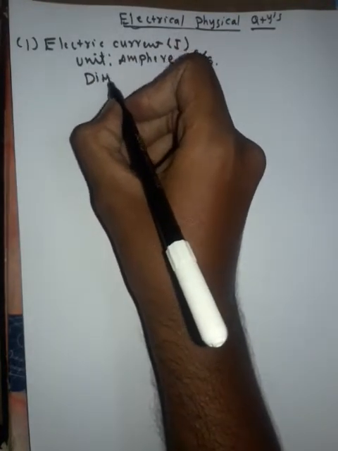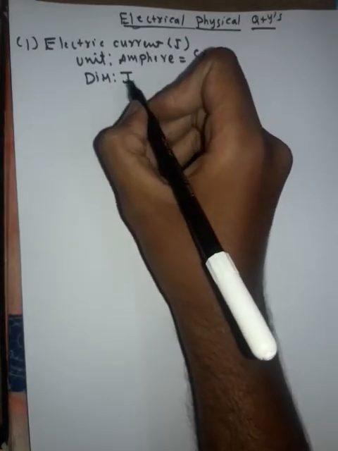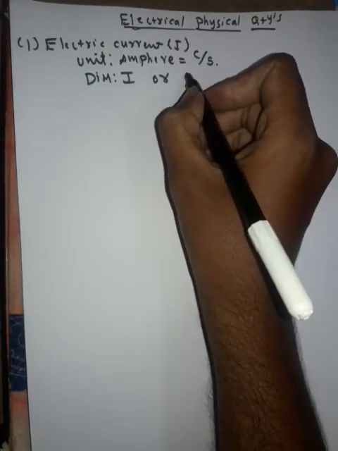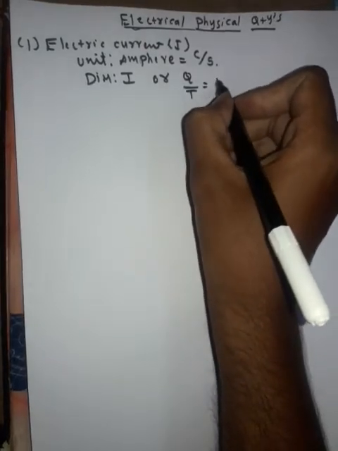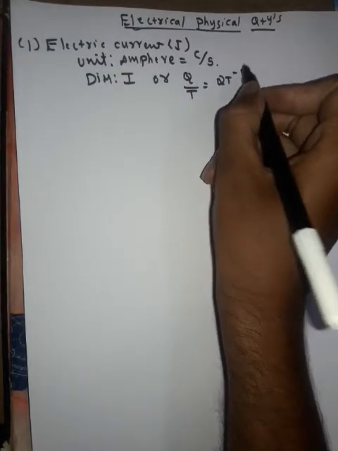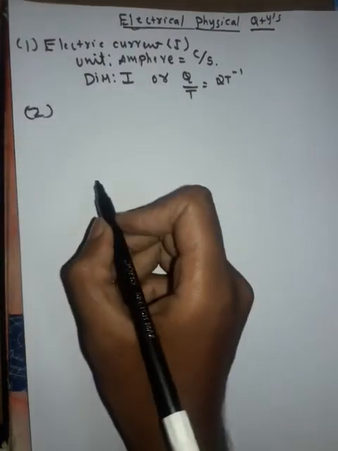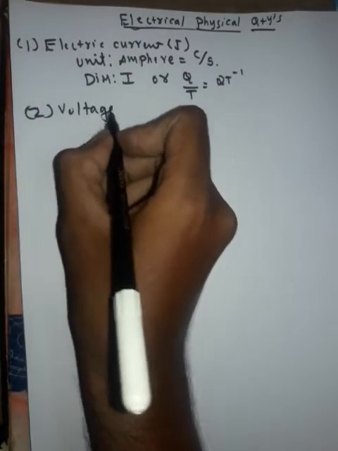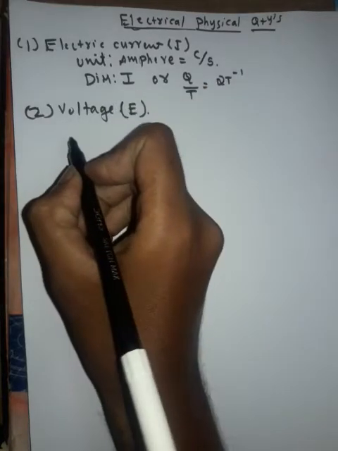How can we write its dimensional formula? Generally, we can write its formula as only I, or in terms of charge, we can write Q by T, which is equal to Q T to the power of minus 1. And the next comes voltage, which is denoted by E.